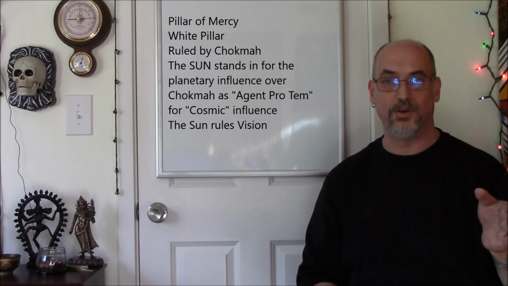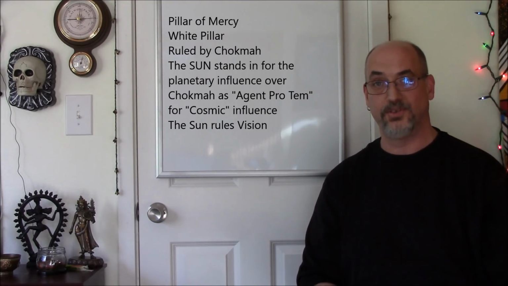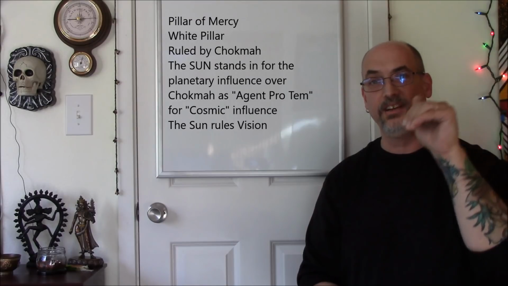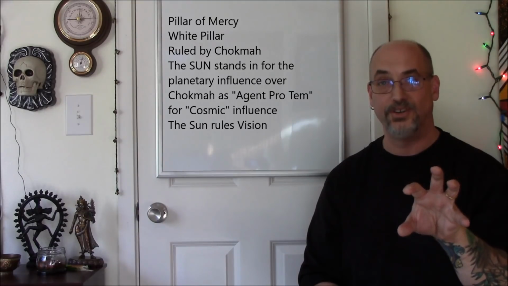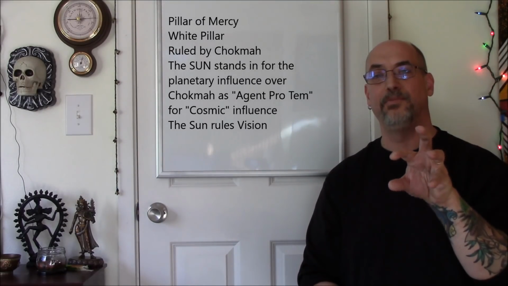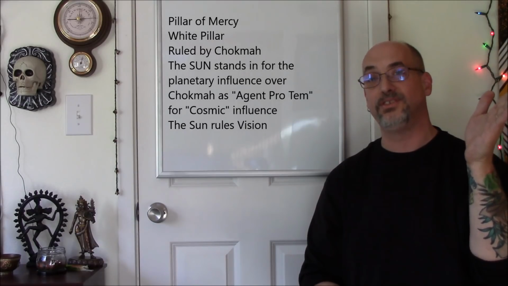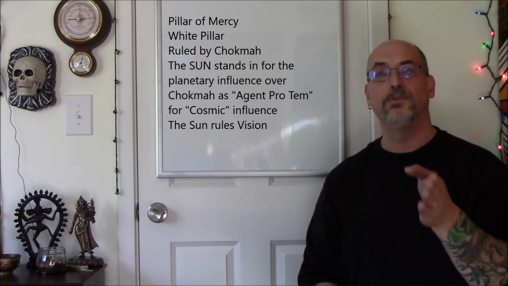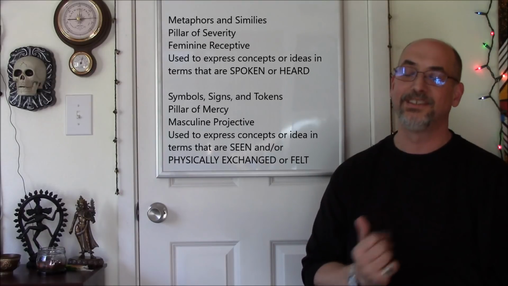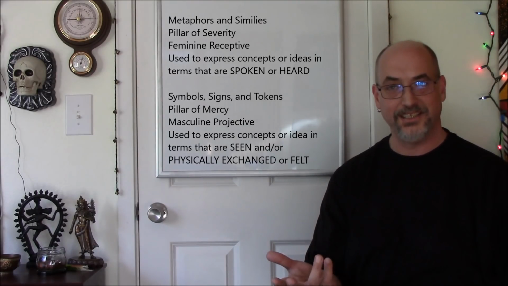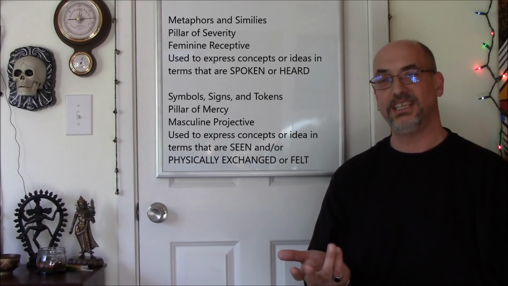Okay? On the other side, we have the pillar of mercy, and all of that is ruled by sight. And it aligns itself to the current agent pro tem, which is in charge of the system, the Lord, which is the sun. The sun and everything associated with the sun is a component of vision. So on the right, with metaphors and similes, we have a feminine receptive expression, which is spoken or heard, and on the left, we have a masculine projective expression or instrument, which is seen or felt.